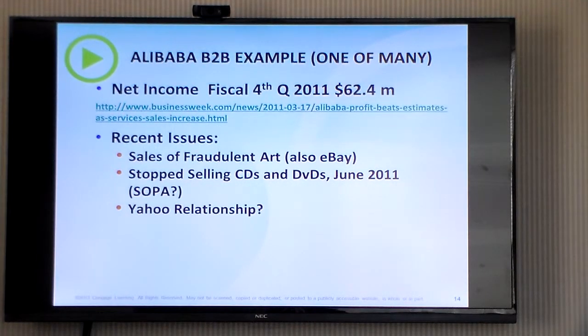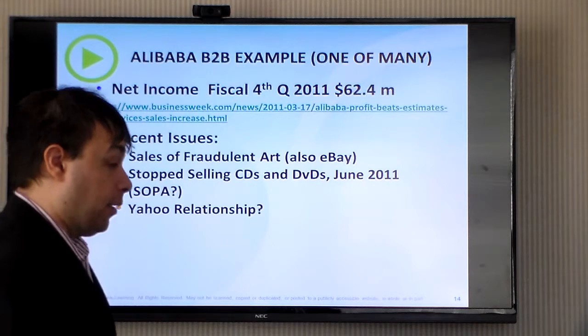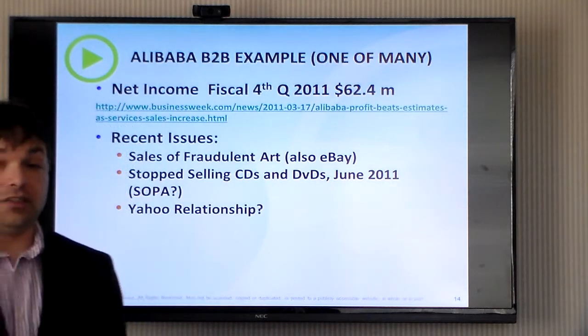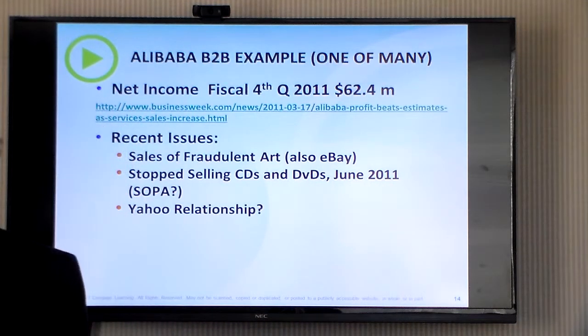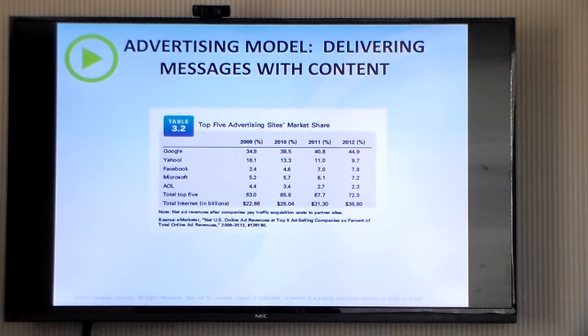So we give you an example of one B2B model. You're welcome to look at this article if you'd like. We'll show you some of the issues that have happened. Obviously, there can be challenges with fraudulent items being sold. That happens on eBay all the time. There can be issues with selling CDs and DVDs, especially if it's been something that's been illegally made and illegally mastered, because in other countries it's perfectly legal to copy and sell things, but in our country obviously there are restrictions on that. So this is certainly something that you're welcome to look at on your own.